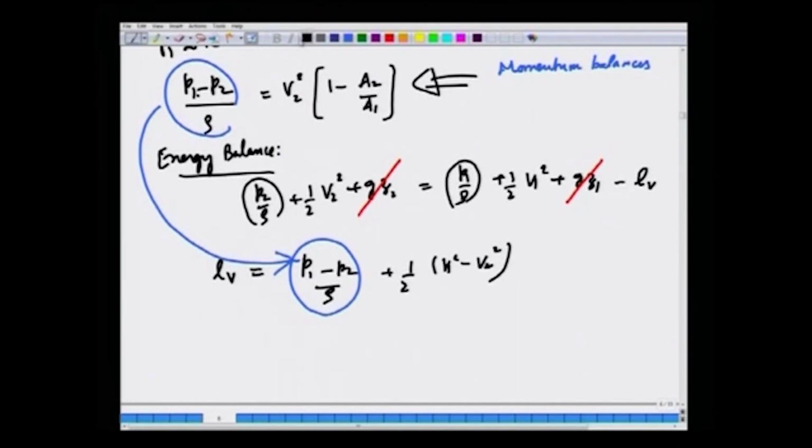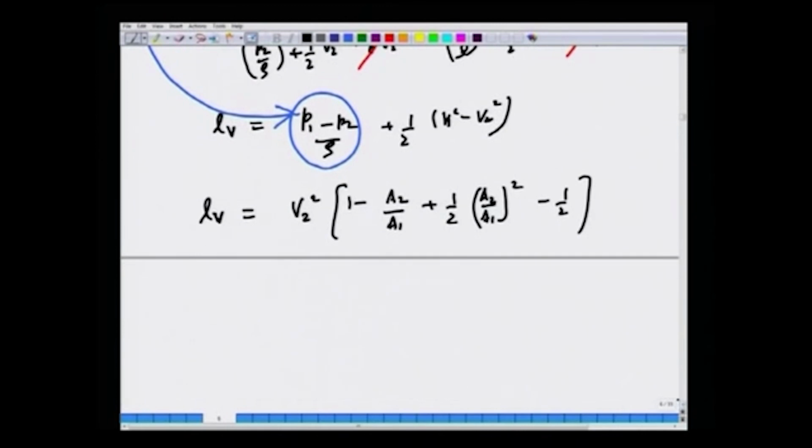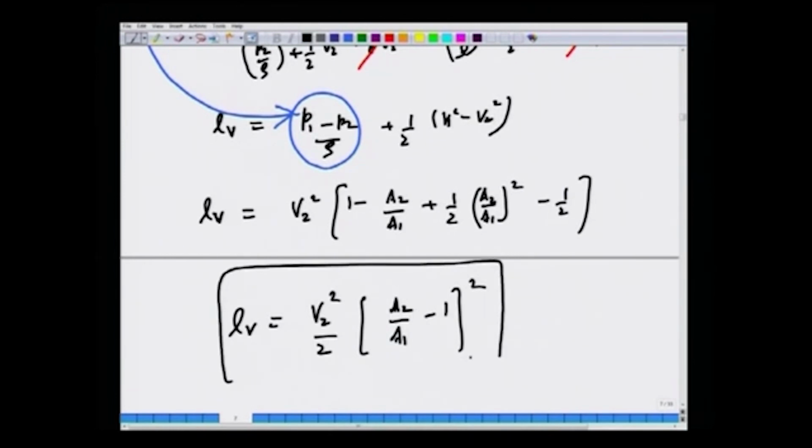So, you will get the viscous losses due to expansion, L viscous, as V2 square times 1 minus A2 by A1 plus half A2 by A1 whole square minus half. So, the viscous loss is equal to V2 squared by 2 times A2 by A1 minus 1 whole square. This is the viscous loss that happens due to a sudden expansion.